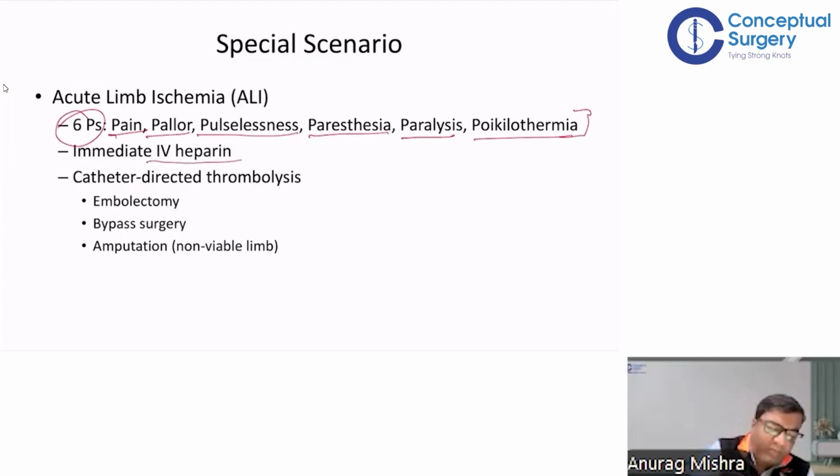In these cases, apart from the other things like doing a Doppler, getting the block done, endovascular management, all that, IV heparin has a role. So immediately you have to start IV heparin, because mostly, again, I said it's thrombus. So we have to break that thrombus. And then we have to do a catheter directed thrombolysis. So what we do is we go right at the site of the embolus or thrombus, and then we try to dissolve it by giving thrombolytic agents right at the site. So this is what we do. Then embolectomies, bypass surgeries if this does not work, or sometimes, though we dread that, amputation is also an option or is required in some settings.